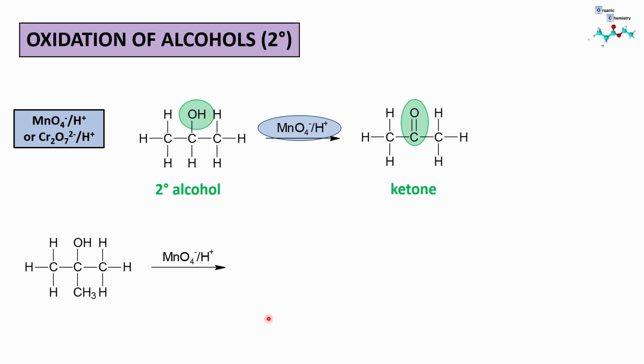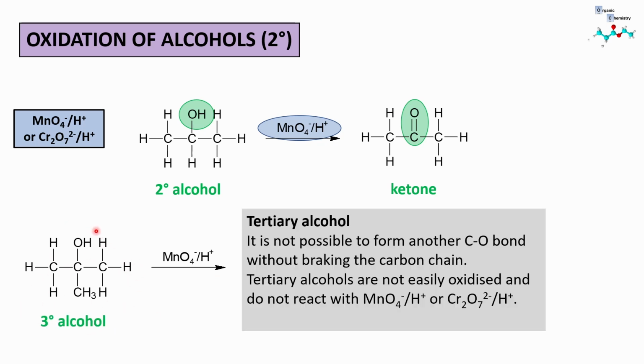If we look at a tertiary alcohol, and this is a tertiary alcohol, you can see that the OH group here is attached to a carbon that itself is attached to 3 other carbons. There is no way that we can make another carbon-oxygen bond because the carbon is only allowed 4 bonds, and it already has 3 bonds utilized in connecting to 3 other carbons. It can't shed a hydrogen to make another bond, so it will not be oxidized at all. Tertiary alcohols are not oxidized by permanganate or acidified dichromate.